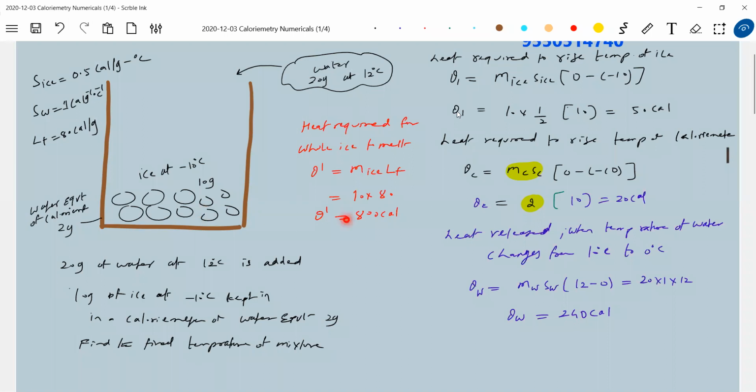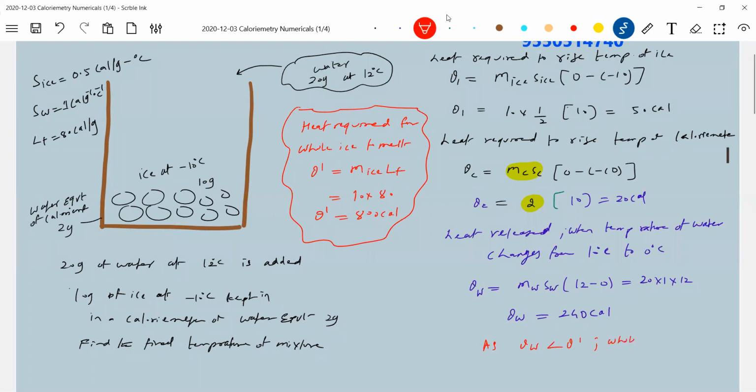Agree with this? Sir, how do I come to know? This is what you should verify here. So this QW is what? Less than Q dash. So therefore the whole ice will not melt, as QW is less than Q dash.